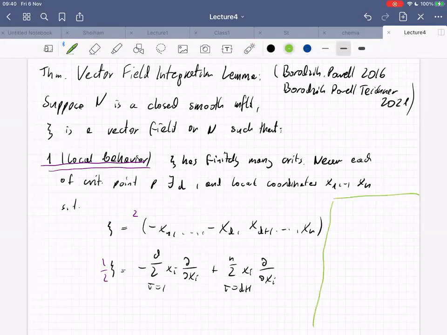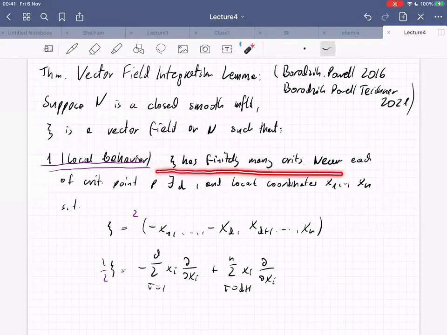So let me make a side remark here. These coordinates are defined in some small ball near a critical point P. So take an open ball of radius B1 and B2. Wait, is this good? Maybe we should assume it. Okay, so let's be safe and assume that there are finitely many critical points. Sorry, now I read what I wrote: Xi has finitely many critical points. So it's in here. We have already assumed that, so we do not need to fight for it.